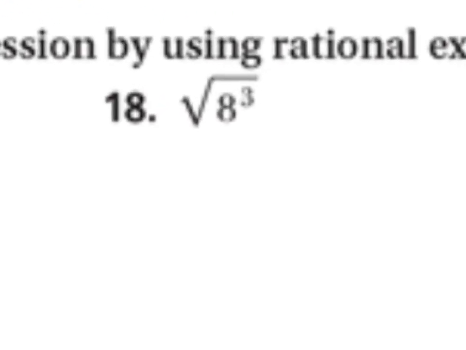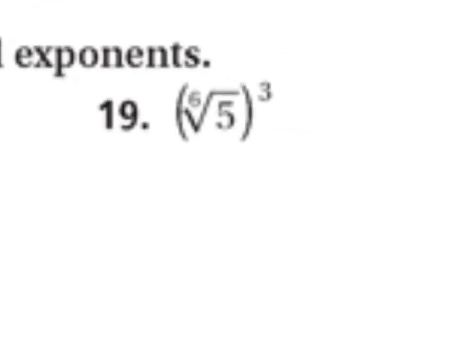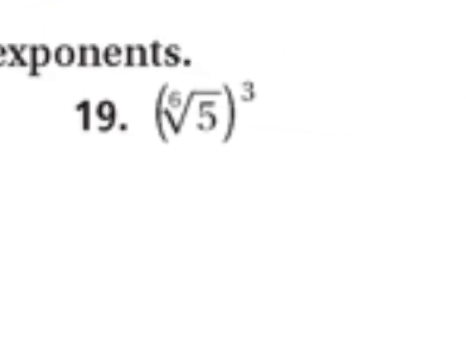All right, try this one. Now that's a square root. Power on top, square on bottom. 8, power on top, square on bottom. All right, let's try this one. Power on top, root on bottom. 5 to the 3/6. Does that reduce down? You betcha. 5 to the 1/2.